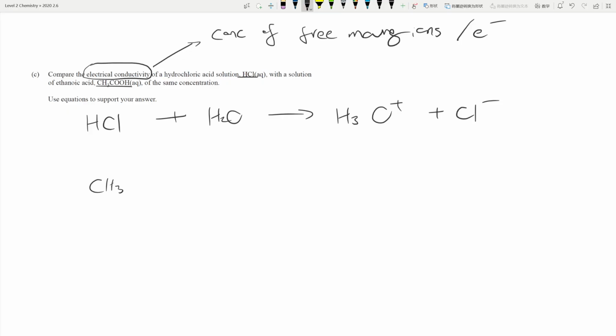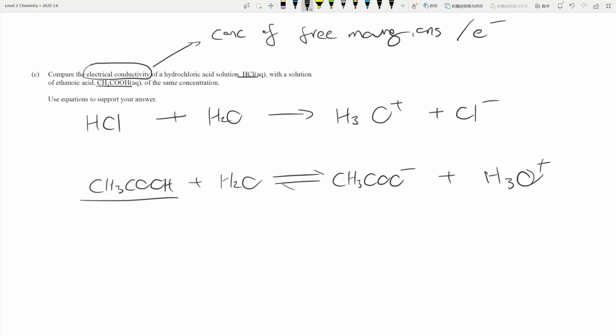If you look at CH3COOH, this is a weak acid which partially dissociates. And have you noticed that the thing I said previously for question 1, that you only get certain combinations? This is that again. You just need to know it. Okay, so this is a strong acid. It completely dissociates. You have a large concentration of free moving ions, therefore it conducts electricity.